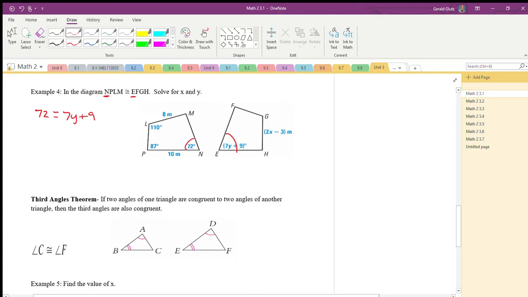Since I'm supposed to solve for x and y in this one, I can solve for y right here by subtracting 9 on both sides. So I get 63 equals 7y, divided by 7. So y equals 9.